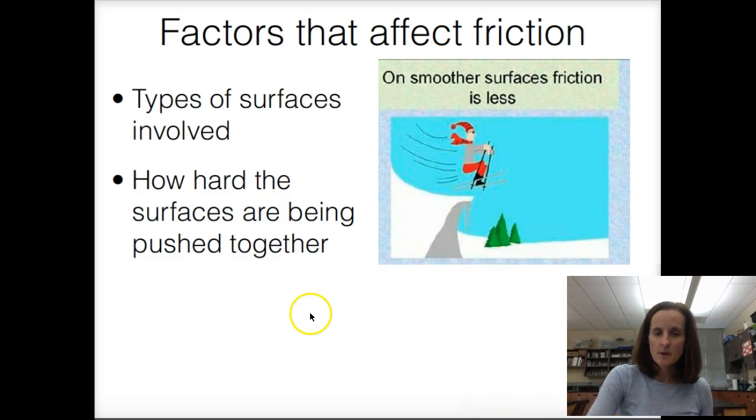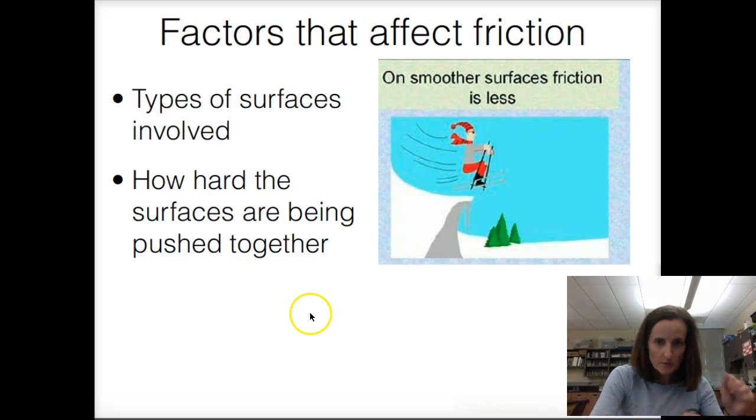You could make some hypotheses just based on what you already know. Those of you that ski, I'm a terrible skier, but those of you that ski, you might wax your skis. What's the reason why you would wax your skis? I would guess that you'd want it to go faster because the wax creates less friction between your ski and the snow.